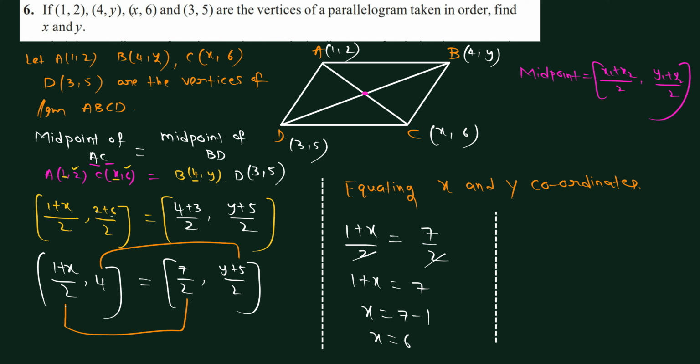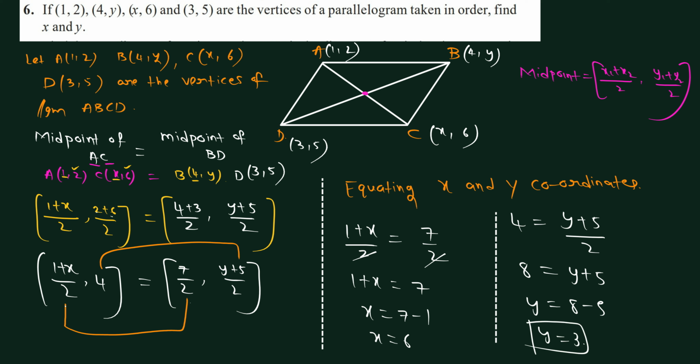Similarly, you equate the y coordinates. Here the y coordinate is 4, so you equate it with (y plus 5) by 2. We can write 4 equals (y plus 5) by 2. Taking the 2 across, 4 into 2 is 8. 8 equals y plus 5. Taking 5 to this side, it becomes 8 minus 5. So y equals 3. So this is your answer: x value is 6 and y value is 3.